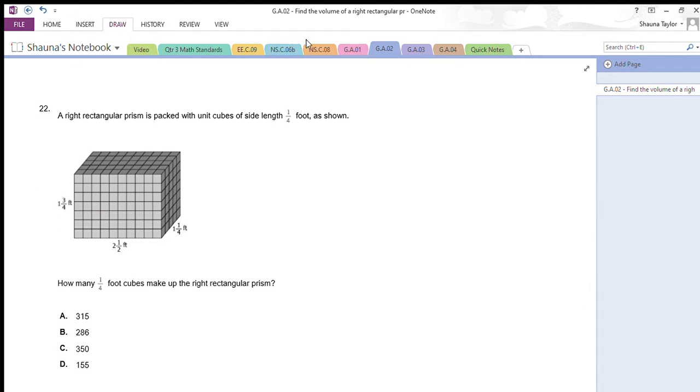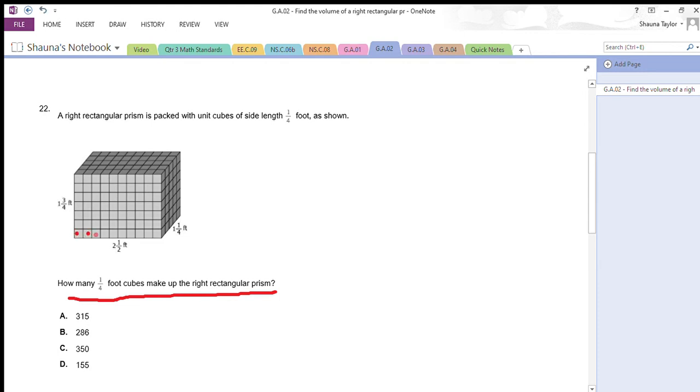I need a bigger red here. All right. So the question says, how many 1/4 cubes makes up the right rectangular prism? So they want us to count all these cubes. So we're not finding volume. We're finding all the cubes. So one of the best ways to do it is watch what I do. Let me see if I can make this one bigger. Okay. Whoa, that's too big. Okay, I'll stay with this one. So watch what I do. It's one of the easiest things to do.